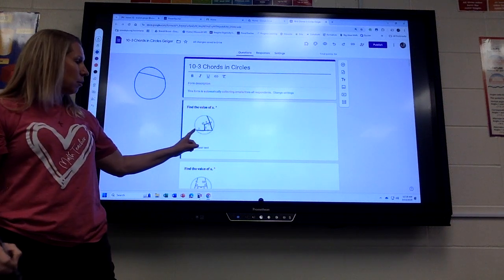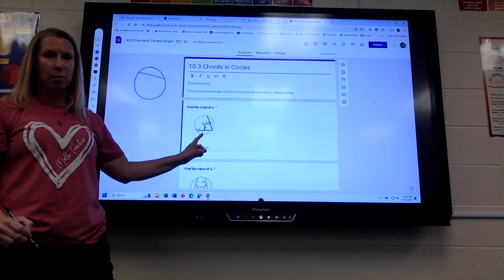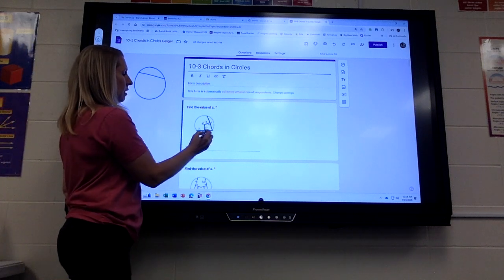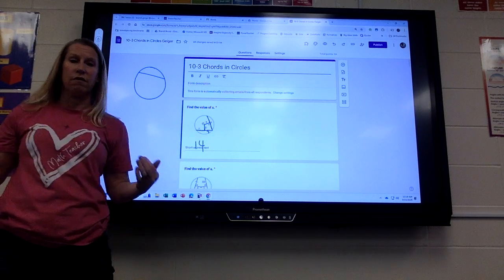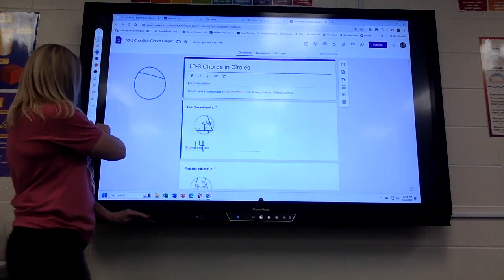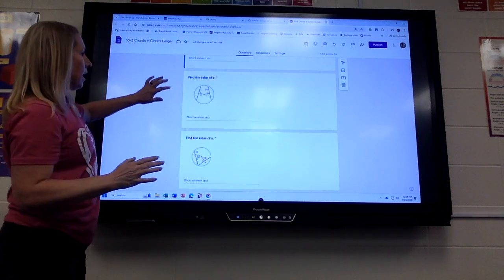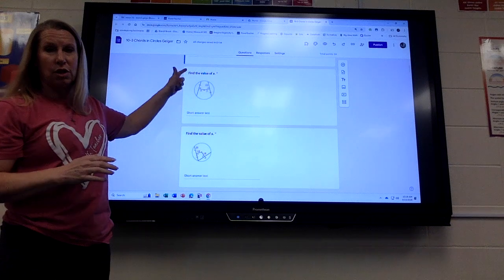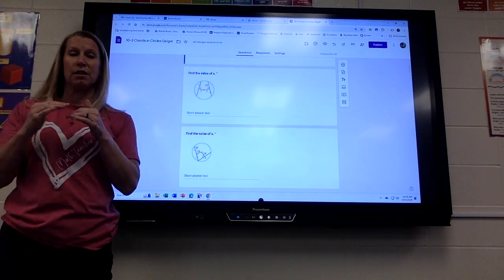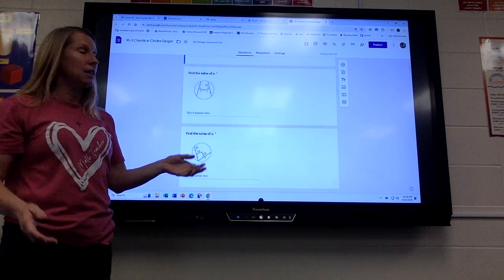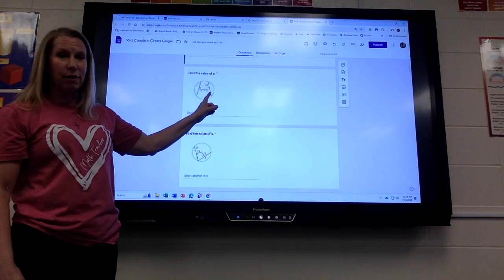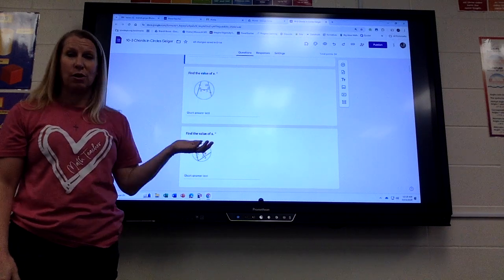So notice just that little part is 7, so that means both parts would be 7, and 7 plus 7 is 14. So each of those chords would be 14. On the next one, the two chords equal each other, so that means they're the same distance away from the center. So since that's 7 away from the center, that means x would also be 7.